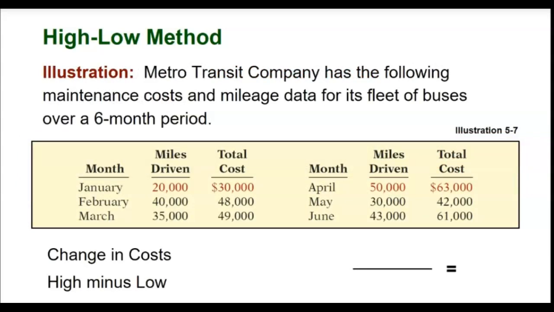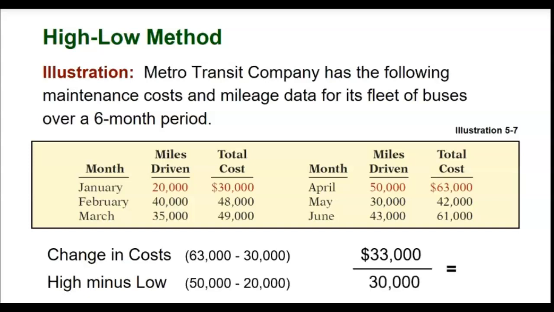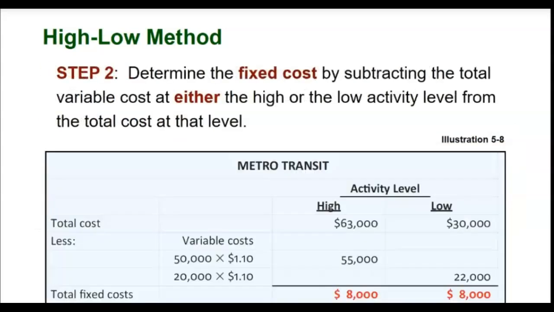So here we have Metro Transit, who have tracked the costs and the miles driven for 6 months. And you take the high activity, which is 50,000 miles, and the low activity, 20,000, and you take the costs, 63 and 30, and you get the change in cost over the change in activity, and therefore the variable cost is $1.10 per unit.